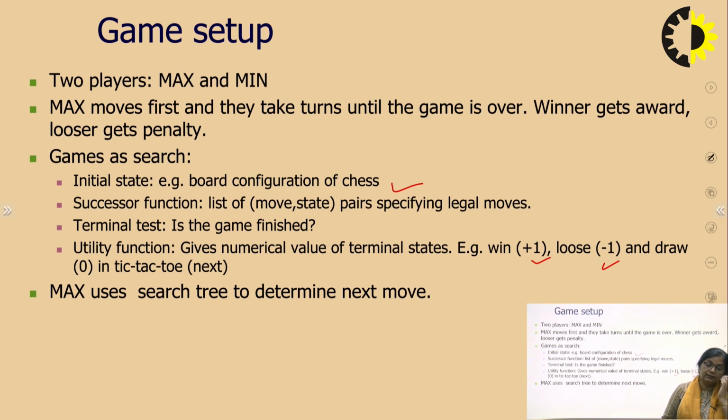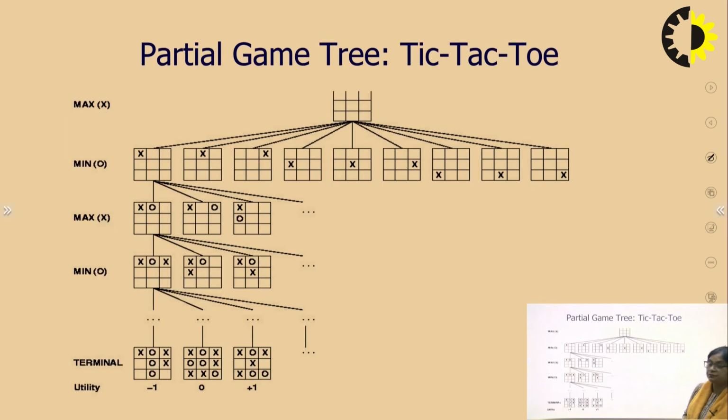Let us try one example, that of tic-tac-toe. So what will be the initial condition of tic-tac-toe? We have a 3x3 board, a checkboard. All the cells are empty. So we have made the setup that the first turn will go to Max, then to Min, then to Max, then to Min, until either the draw condition, the win condition or the lose condition is there. So if we consider this game now, the initial configuration is this.